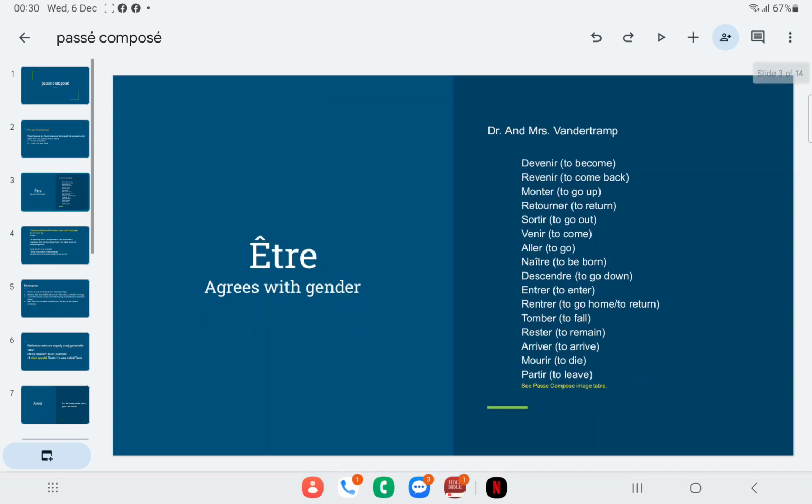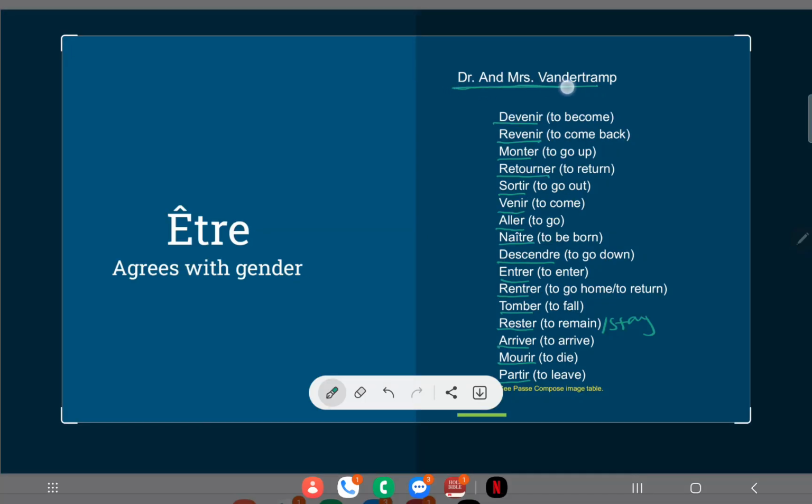So starting with être, if you look to the right, you see a list of verbs. These verbs in particular are to be conjugated using être as the auxiliary. Dr. and Mrs. Van de Trump. This is a popular acronym used to memorize these verbs.